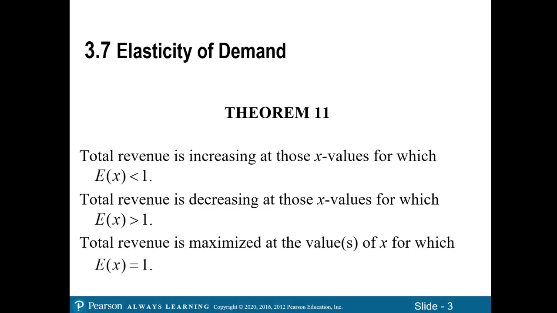Total revenue is decreasing at values of x for which your elasticity function is greater than 1. So if revenue is decreasing when elasticity is greater than 1, increasing the price in that situation is not going to be helpful. And then total revenue is maximized at the values of x for which the elasticity is equal to 1. So that's what you want. You want to find the value of x for which the elasticity equals 1 to know when you are maximizing your total revenue.